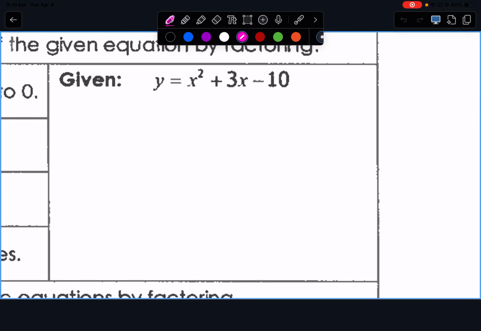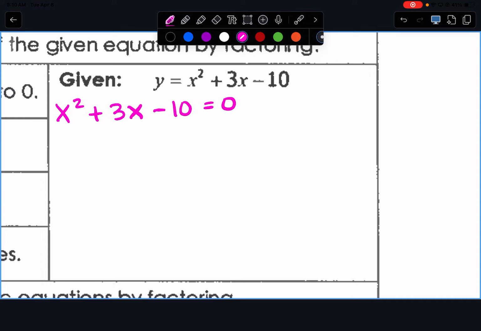The first step we have to do when solving by factoring is we have to set it equal to 0. So we're going to take this and we're going to do x squared plus 3x minus 10 equals 0. That is the first thing we have to do.